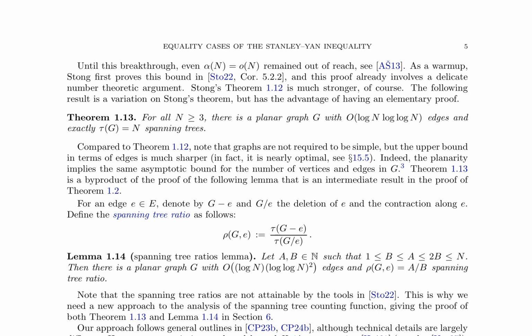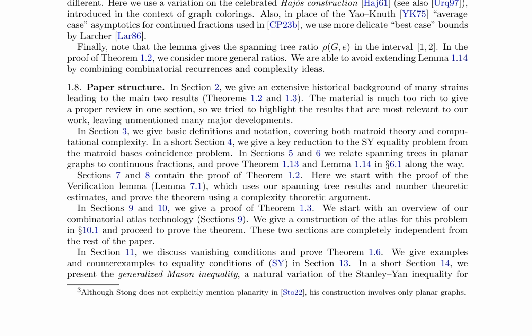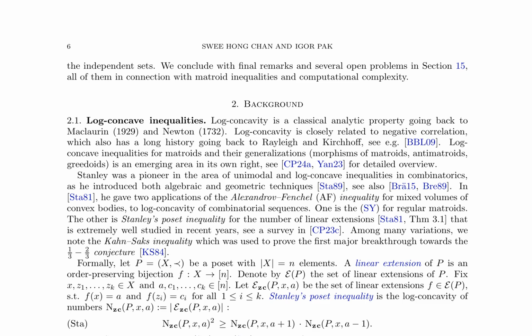The paper discusses the Stanley-Yan inequality and its variations, focusing on the equality cases and their implications. It begins by highlighting the importance of the Stanley-Yan inequality, particularly its stronger form, Theorem 1.13, which proves the existence of a planar graph with ln edges and exactly n spanning trees. This theorem is a byproduct of the proof of the spanning tree ratios lemma, which is crucial for understanding the flow of ideas in the paper.